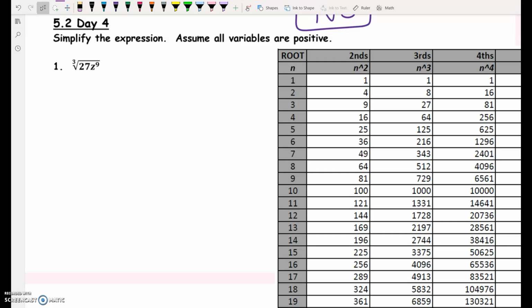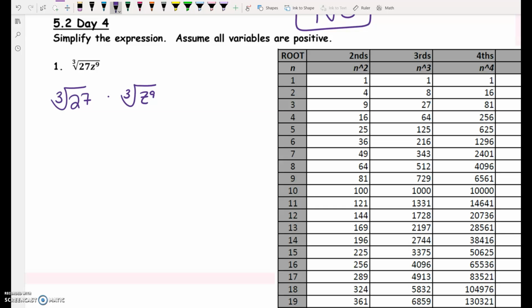Today we're going to be simplifying mostly radical expressions. This time we're putting both numbers and letters underneath the radical. So this first one, the third root of 27 z to the ninth, we can split this into the third root of 27 and the third root of z to the ninth. I'm just splitting it up to give myself more space to see what's going on.